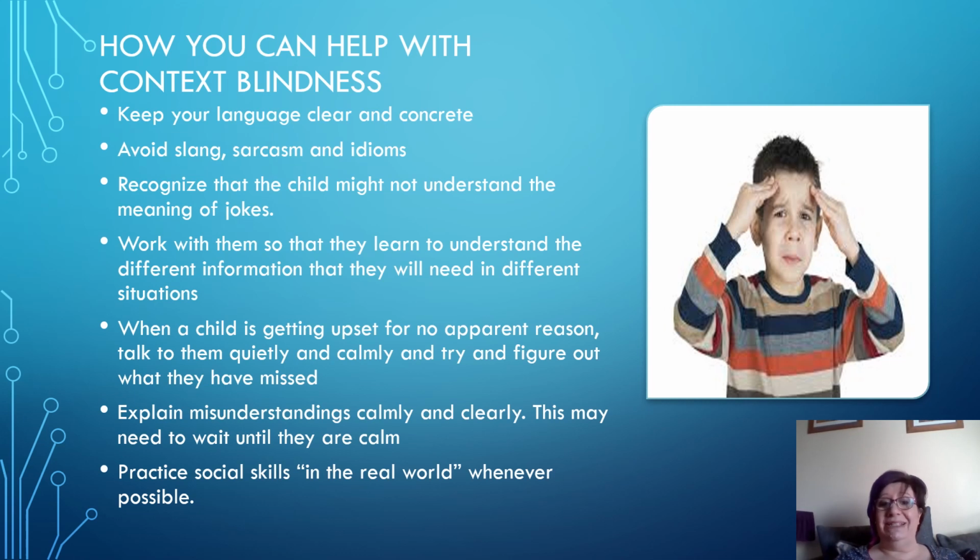What does your behaviour need to be in this situation? When a child's getting upset for no apparent reason, there will be a reason. To us who can read the context and can figure out what's going on, it might be difficult to see what that reason is, but there is a reason. So talk to them quietly, calmly, and try to figure out what it is that they've missed, what they've misread, what they've not understood in that situation. Explain those misunderstandings clearly and calmly. That might need to wait until they're calm later in the day.